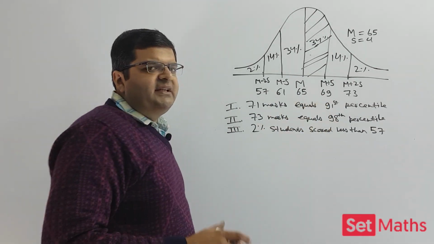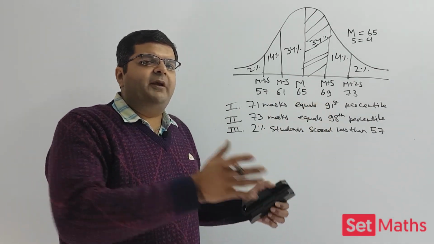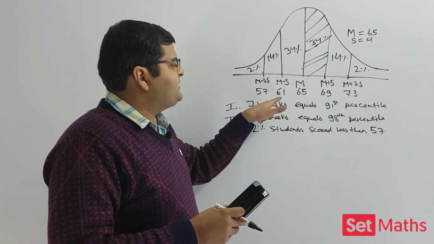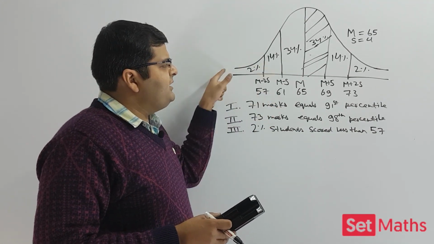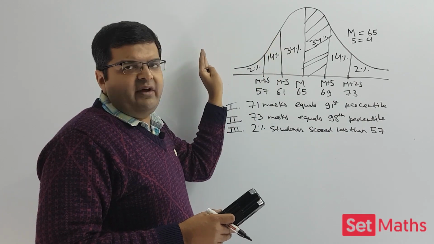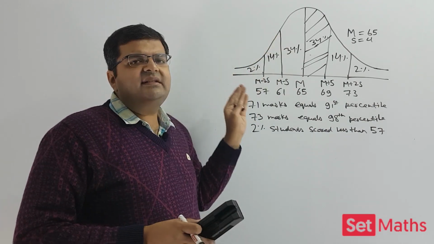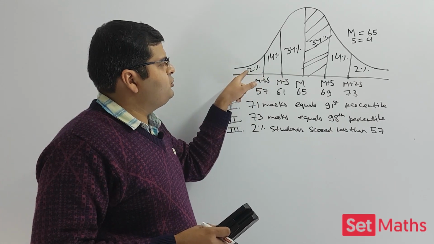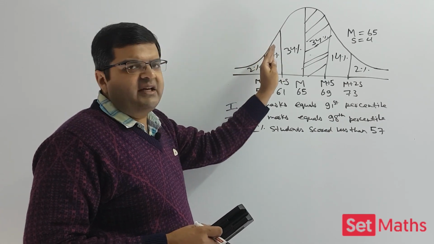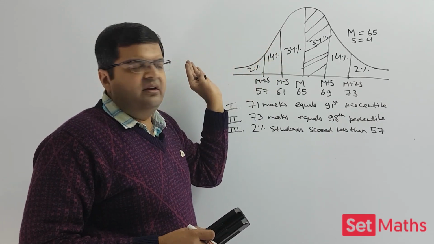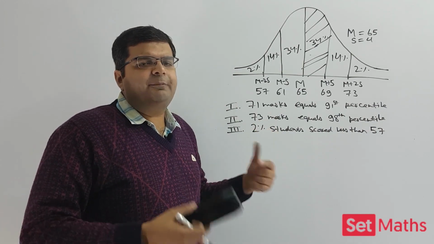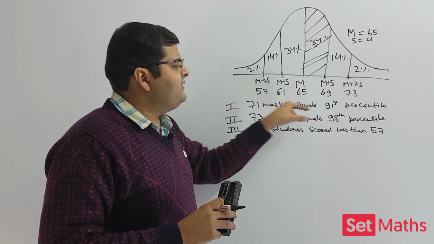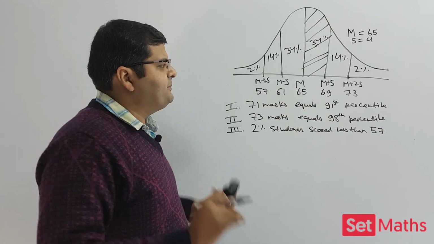So first of all, percentile means the percentage of people lying below you. So for example, for 61, there are 16% people lying below 61. So 61 is 16th percentile, because 14% plus 2%, 16% of students are scoring less than 61. So 61 is 16th percentile marks. So now statement 1 is saying 71 marks equals 91st percentile.